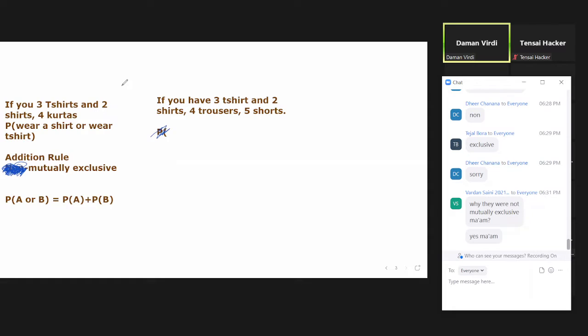So now tell me, what is the probability of wearing a shirt and trouser?